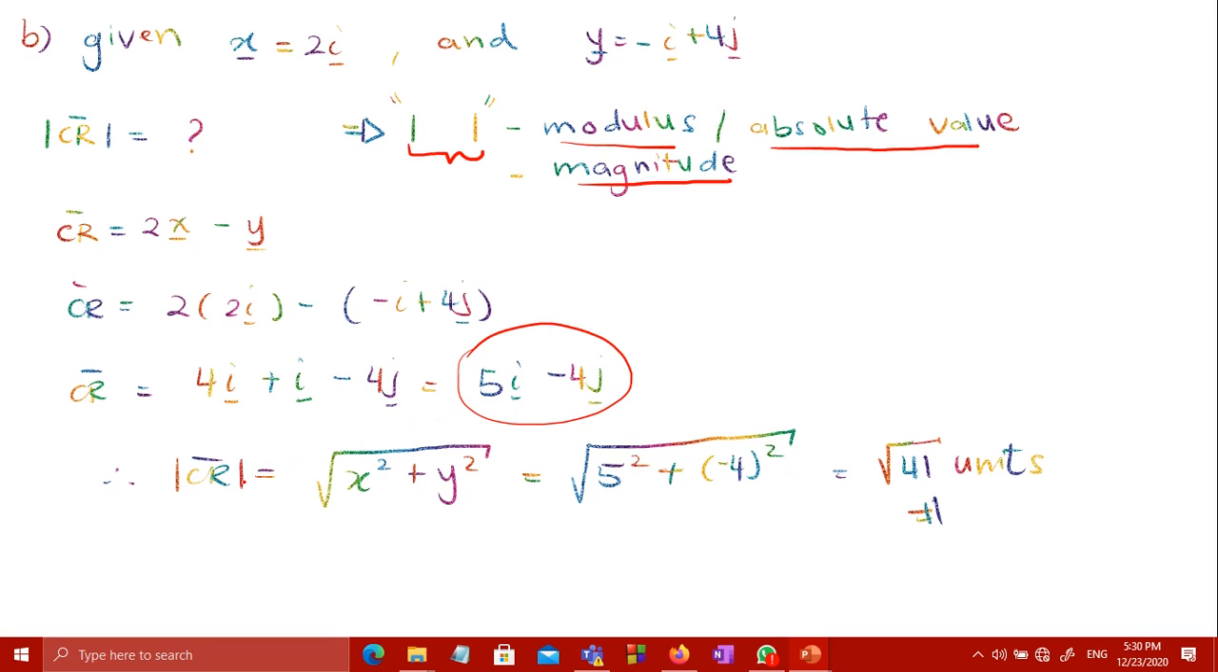Okay, so magnitude is x component squared plus y component squared. So this is the x component, which is 5 squared, plus the y component, negative 4 squared, and you add them up and you get the square root of 41 units as the magnitude. Okay, proceed. Question C.